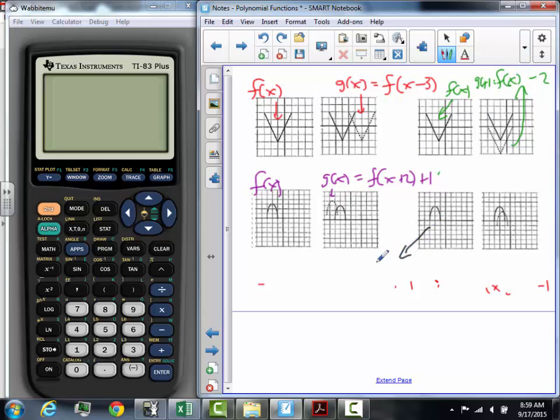Okay, one last one. Let's say that this graph here is f of x, and I want to name the dotted line g of x. How does g of x compare to f of x? Well, it looks like it goes over 1 and down 1. So how would I write that then?